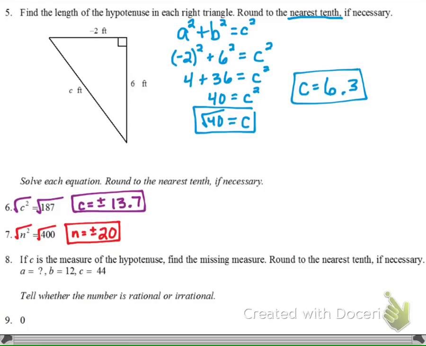Alright, now number 8 is kind of like number 5, except for this time I'm missing the A value. Okay? It says that C is a hypotenuse, so that lets me know it's a right triangle. So I know that I have a triangle just like this one, except for I know that B is 12, C is 44, and I just don't know what A is. So again, I'm going to use the Pythagorean theorem. Okay, so A squared plus B squared equals C squared. See, I've already plugged them in. I don't know A. B is 12. C is 44.